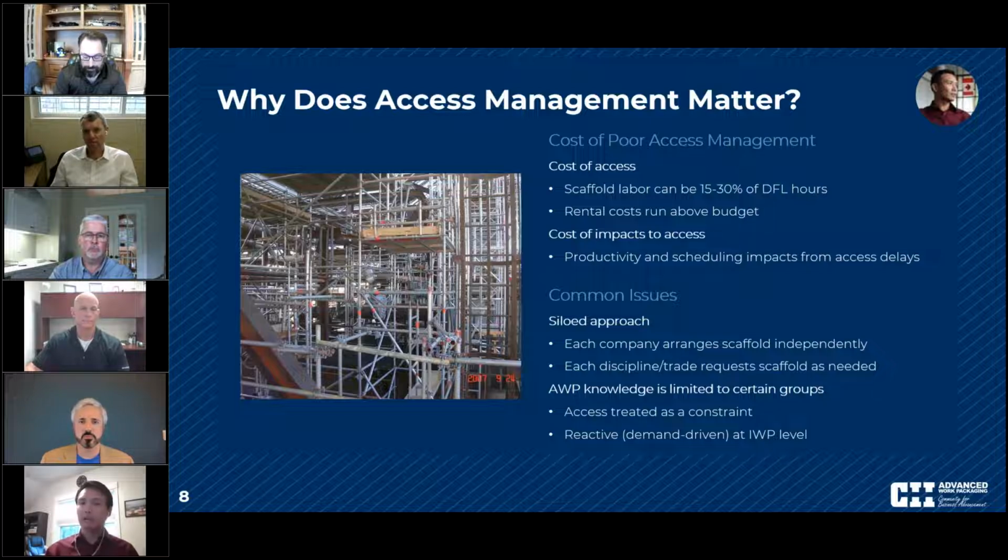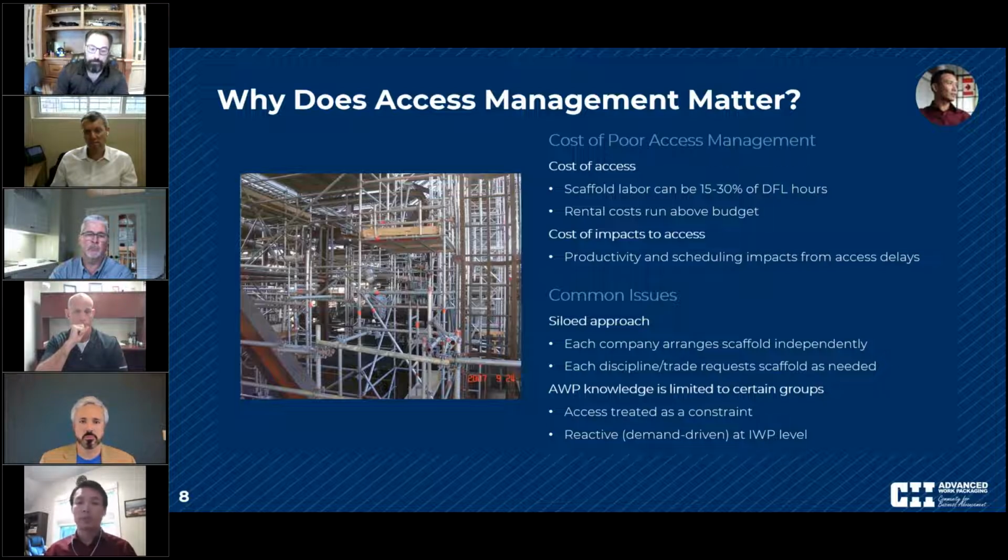So that's the cost of scaffolding itself in terms of labor and material, but there's also the less visible cost of scaffolding overruns: the cost of impacts to other parts of the project, the impacts to your direct field labor, the users of the scaffold that have to now wait for scaffolds, be reassigned to different tasks because of scaffolds, or for whatever reason are just held up and less efficient because of access issues.